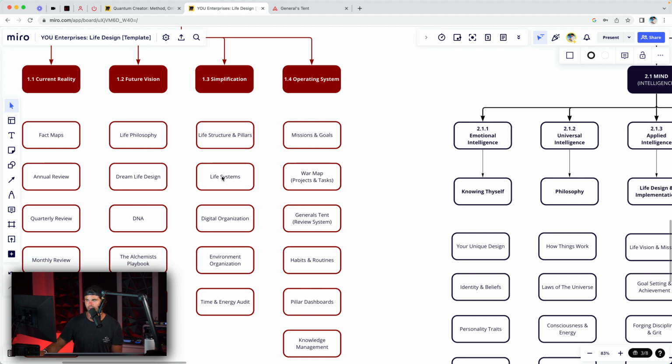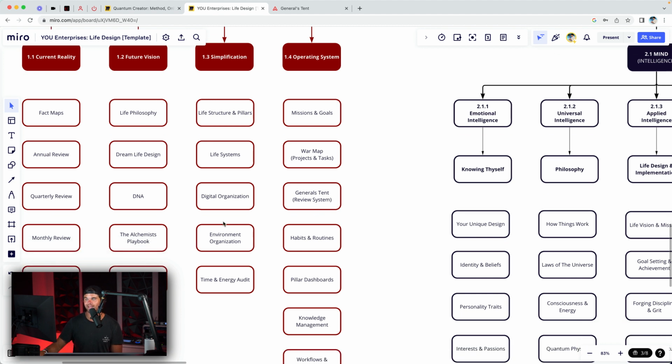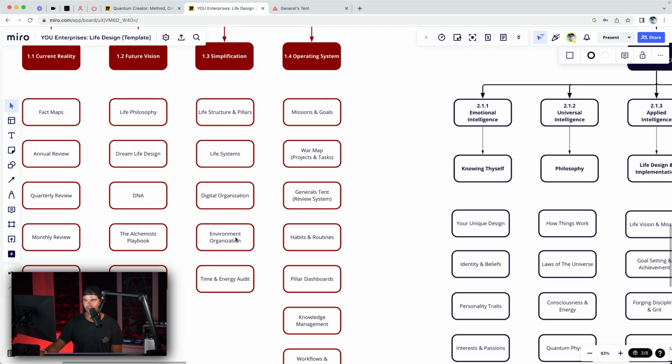Anyway, building and looking at your life systems, looking at how you're going to digitally organize your life, how you're organizing your environment, how you're spending and allocating your time and energy. So this is about simplifying and getting clear on the essentials.